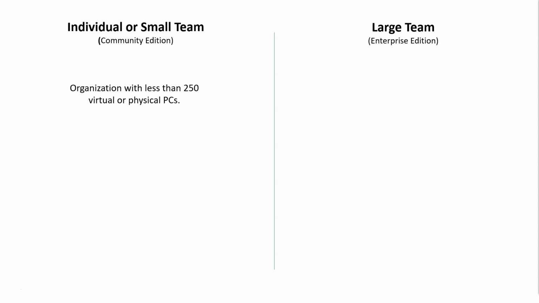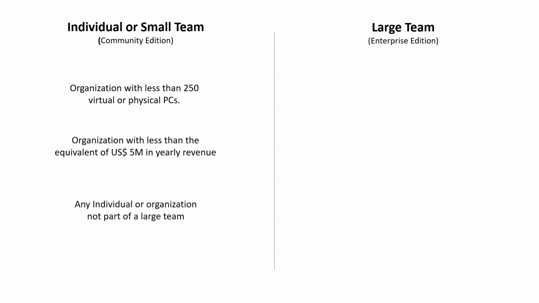So you could have a company with 100 employees, each with their own workstation, and you would still qualify under this criteria. Now, you also need to be an organization with less than the equivalent of $5 million in yearly revenue. If you exceed that, then you're disqualified. So both of these two criteria need to be met. And of course, on the individual level, any individual who's not a part of a larger organization could be considered a small team or, of course, an individual.